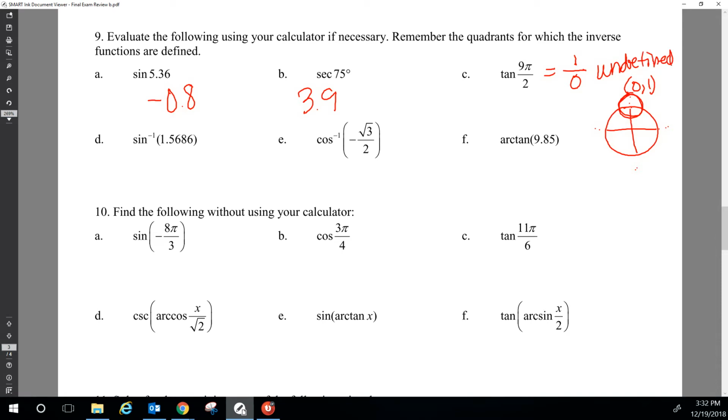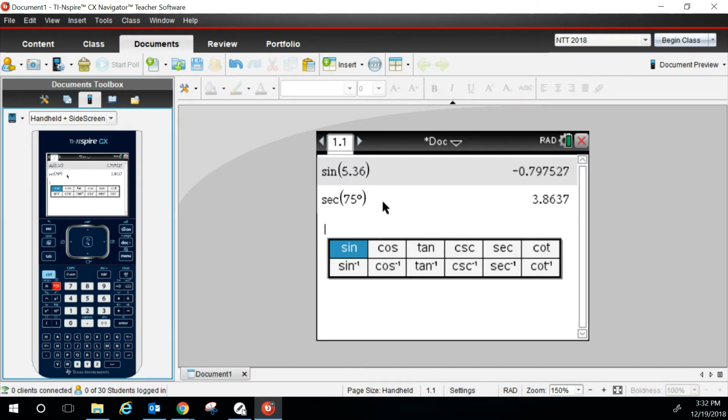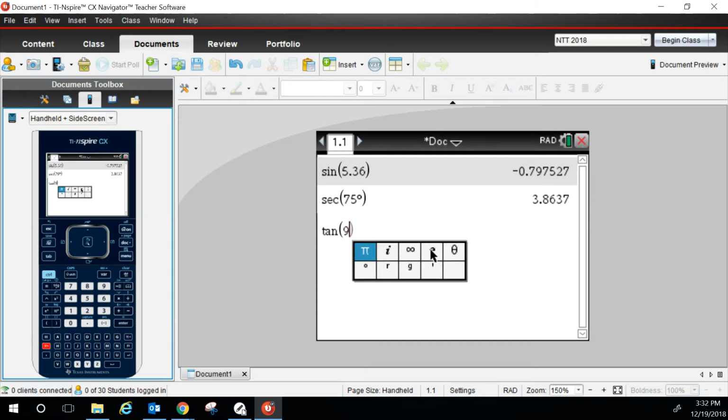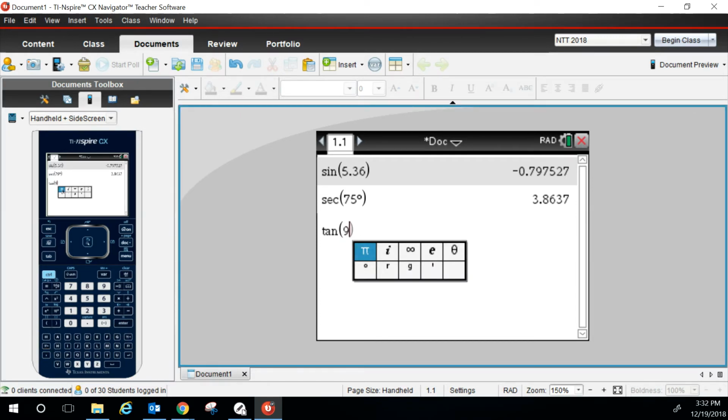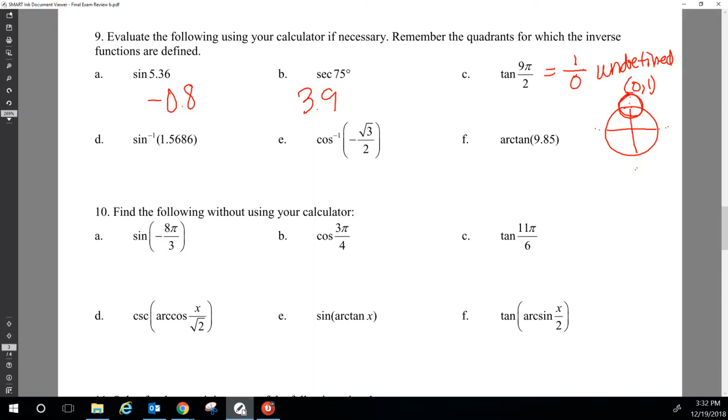I'll have a calculator tomorrow because Ms. Harris is super cool. I'm going to do tangent of 9 pi over 2, and it should tell me undefined as well. Tangent 9 pi divided by 2, and it's giving me a number, but that number is not right. Not quite sure why. So be careful. Make sure you know where it's defined and it's not defined. Y over x would be 1 over 0, so that should not be correct.